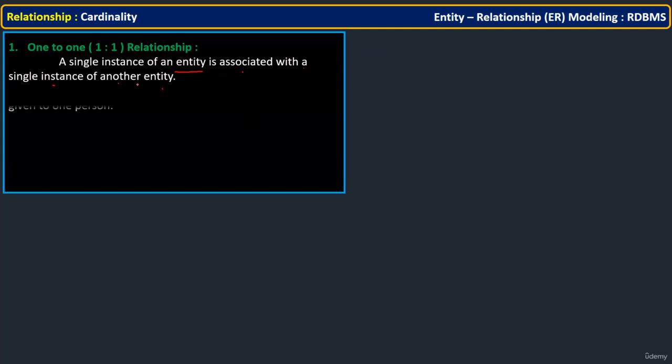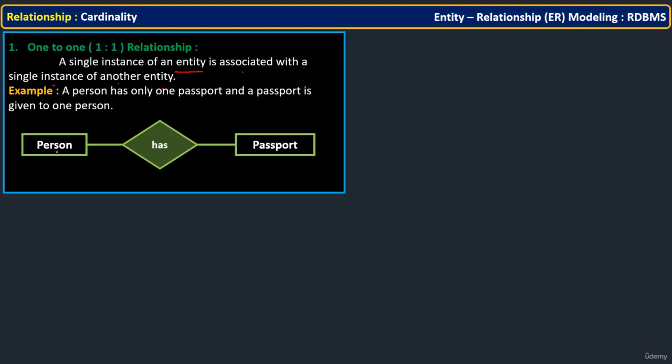What does it mean? You can see here, a person has only one passport and a passport is given to only one person. Person is one entity, E1, and passport is another entity, E2. Every person has a connection to one passport only. No person has two passports. That is a one-to-one relationship.